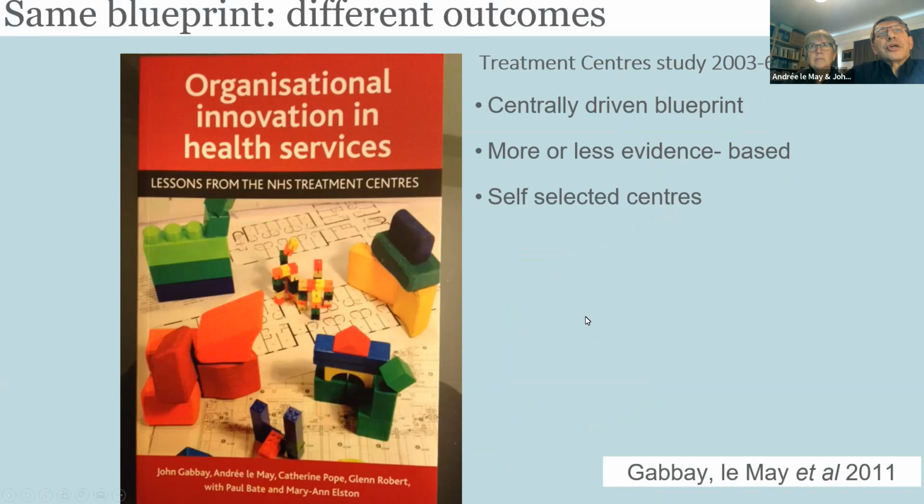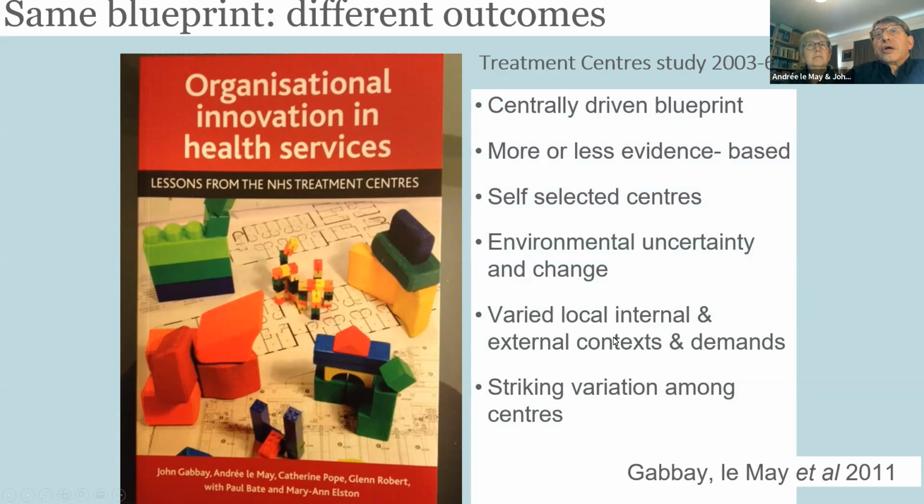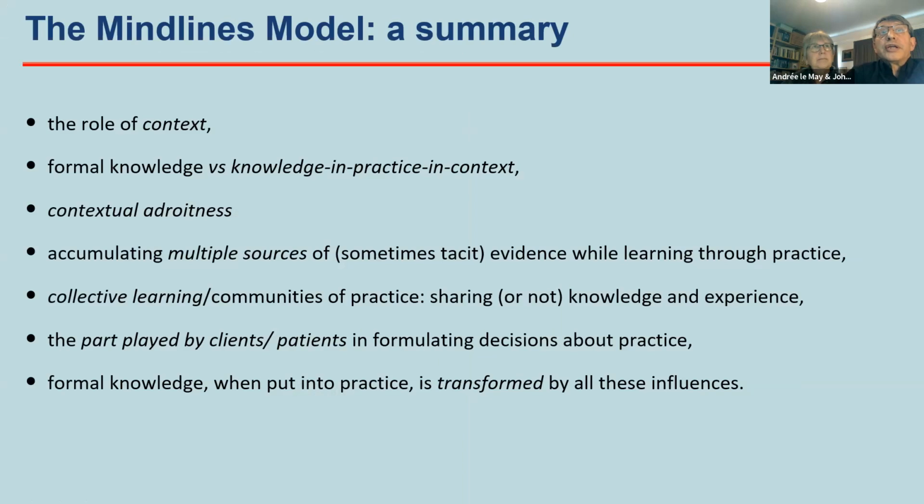We did a study a few years ago of the introduction of treatment centres into the health service. And this diagram really says it all. You didn't read the book, just look at the picture. Each model represents one of the 8 case studies that we did of a newly introduced treatment centre, which looked very different from the others and very different from the blueprint that had been driven by government and by the Department of Health. Due to the environmental uncertainty and the local internal constraints and demands, there was enormous variation as the evidence about the usefulness of treatment centres got changed and transformed.